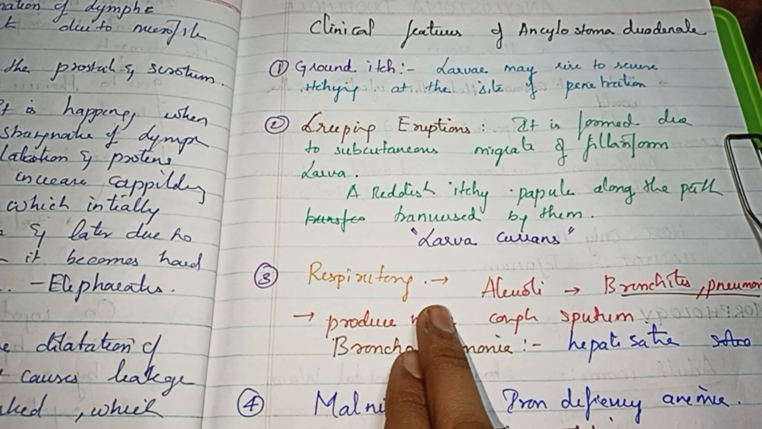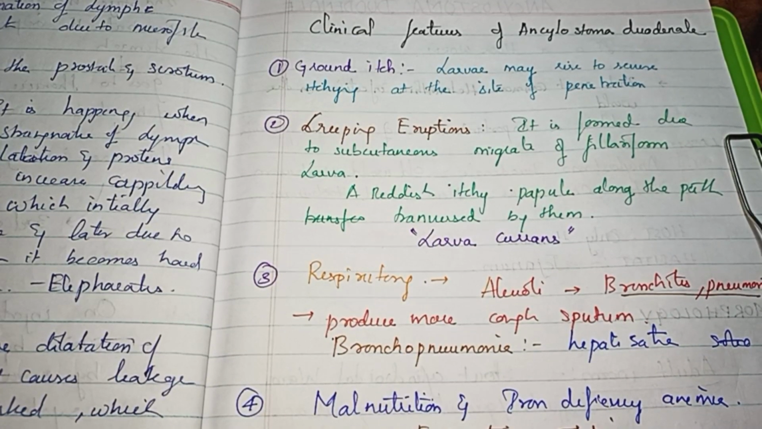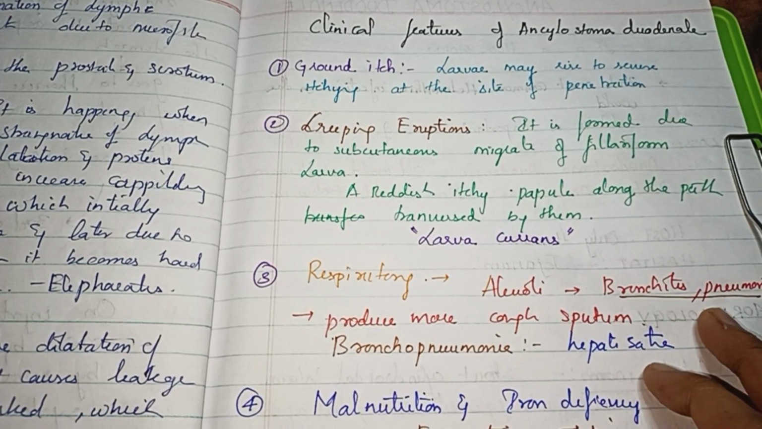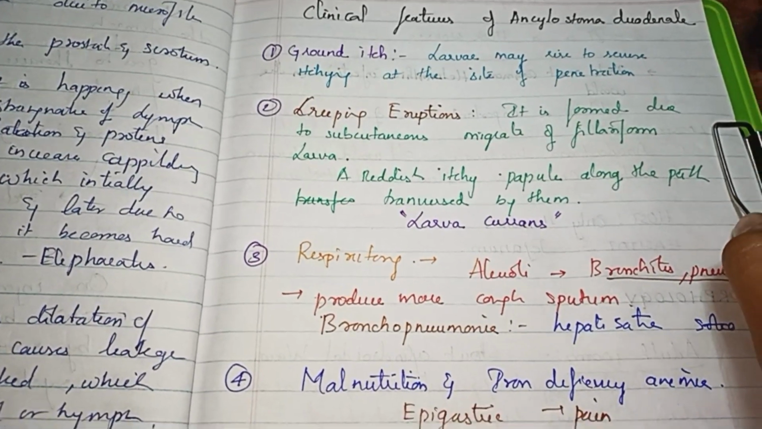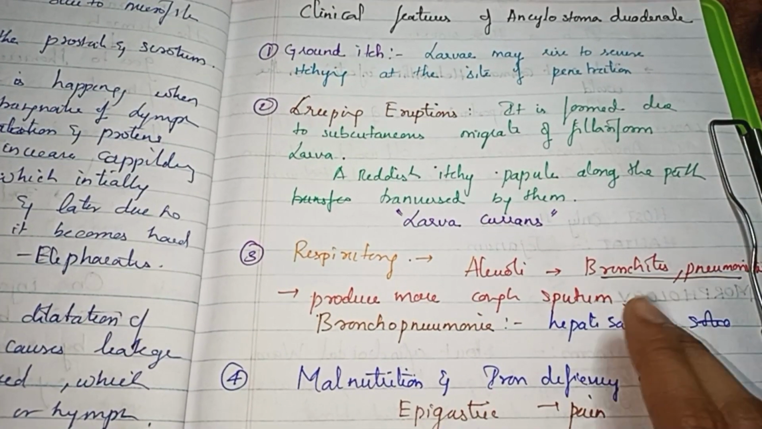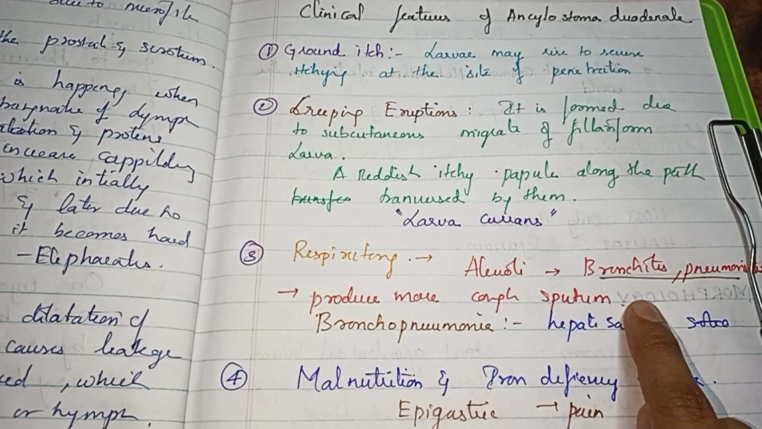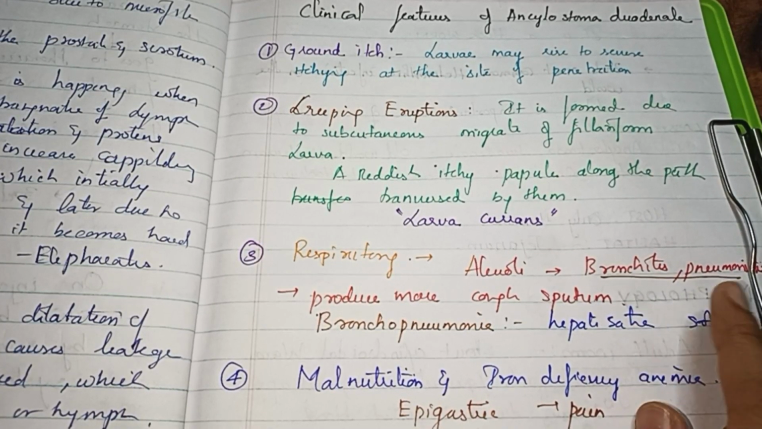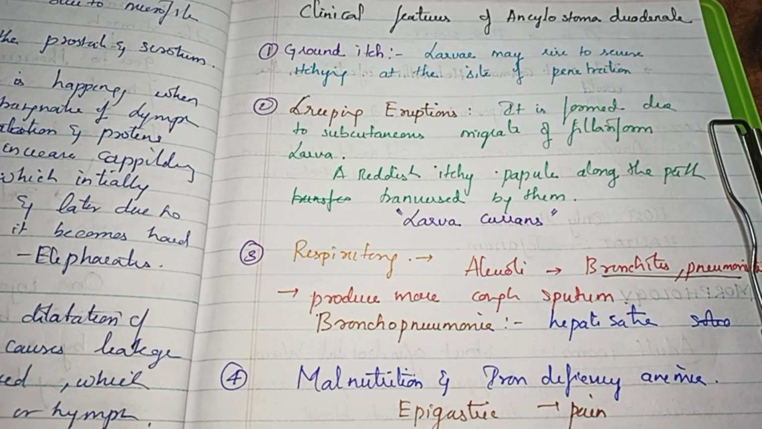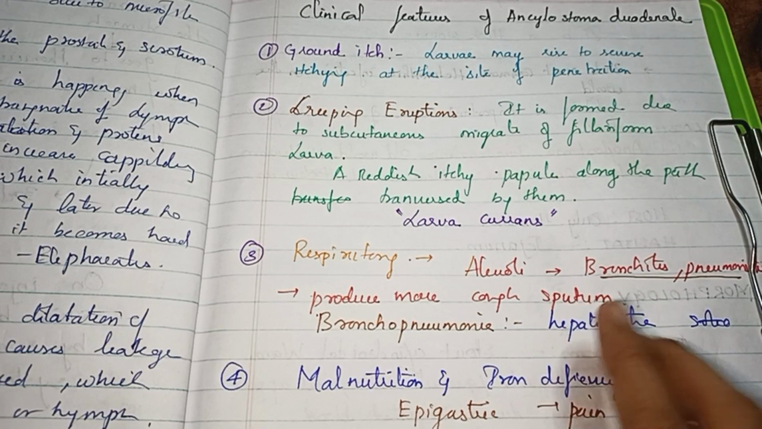And the third one is the respiratory complaints. The larva enters the lungs and causes bronchitis and pneumonitis. These produce a large amount of sputum, and the sputum will contain larvae. So when you're testing, you have to send for fecal examination as well as sputum examination, because the sputum will have larvae.